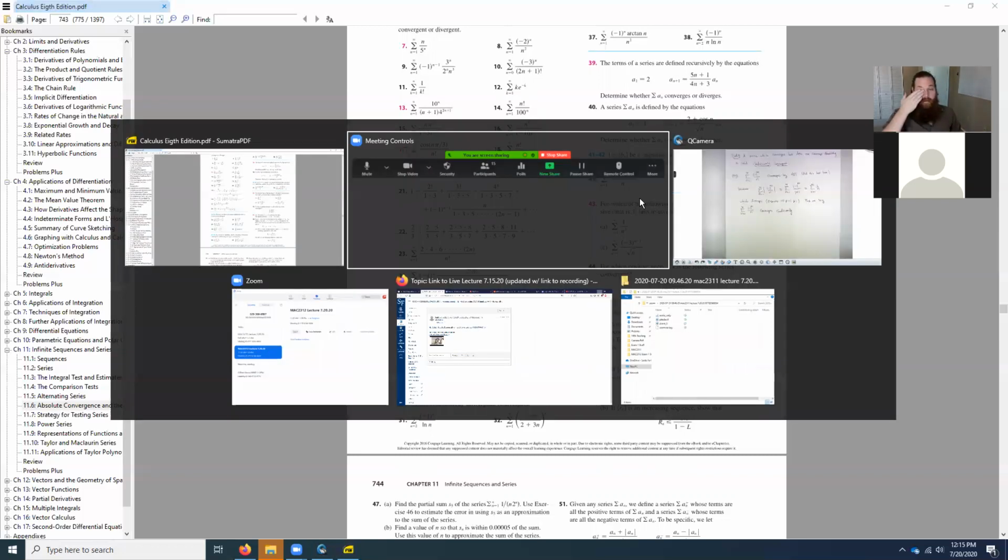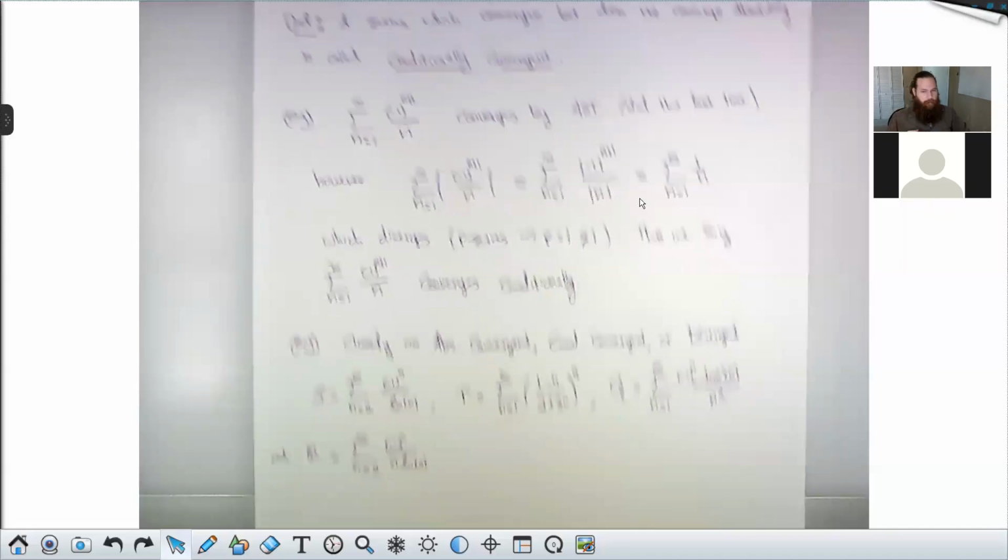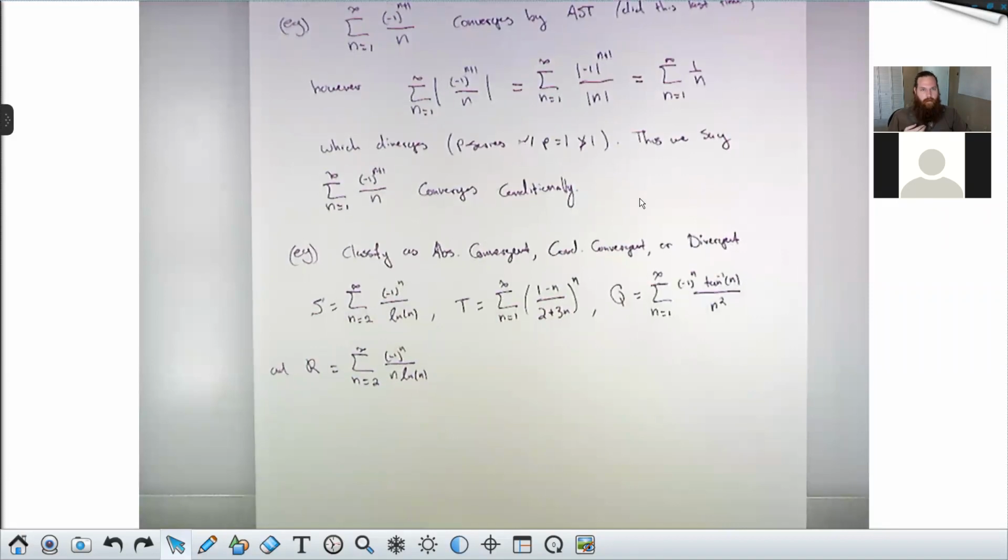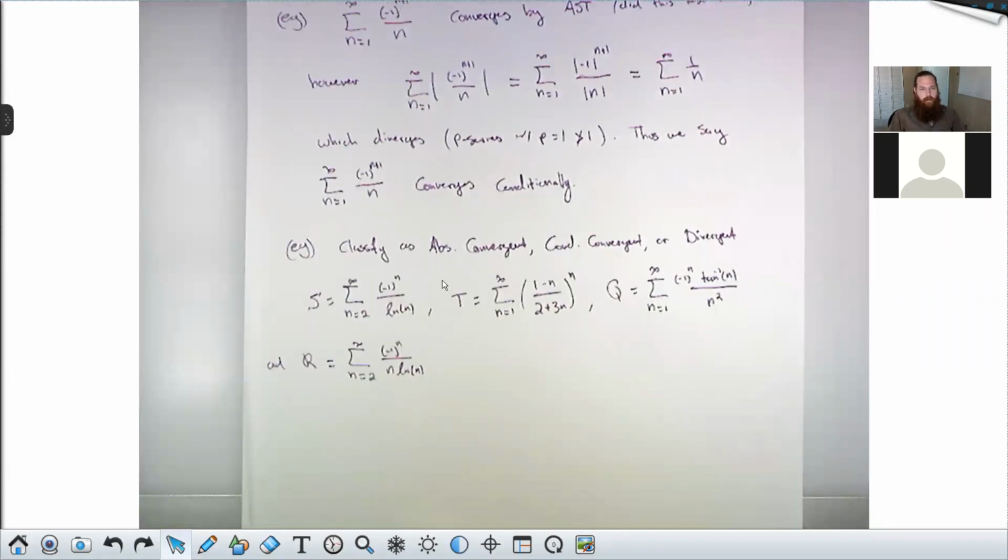Okay. So, can we classify the series Q, R, S, and T as absolutely convergent, conditionally convergent, or divergent? Let's start with S.